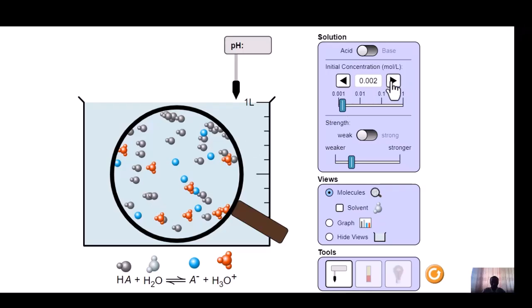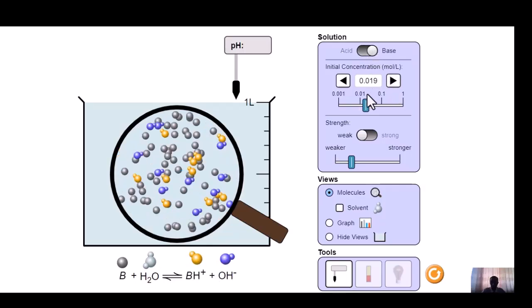If you increase the concentration, what will happen? You can see from here, this concentration of acid, A minus and hydronium ion concentration will be also increased at the molecular level. You can see from here.